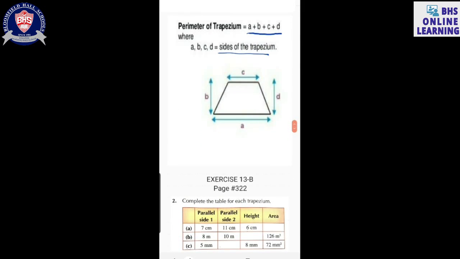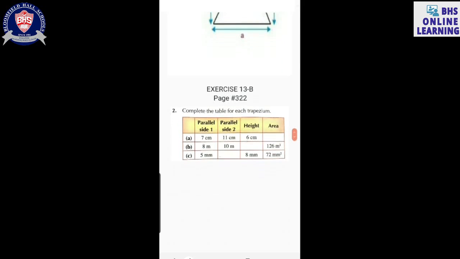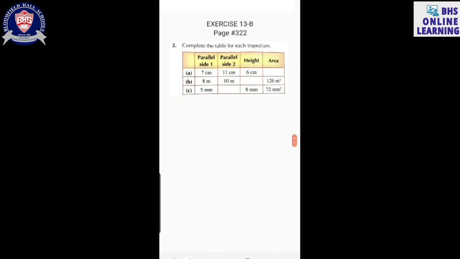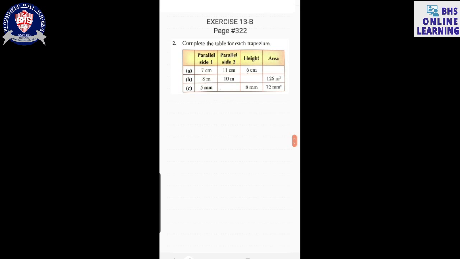Let's do some exercise questions. Exercise 13B, page number 332. Question number 2. Complete the table for each trapezium. Okay, let's solve part A. In part A, parallel side 1 is given, which is 7, parallel side 2 is given, which is 11, height is given as 6 centimeter, and we need to find out its area. So obviously we will use the formula for the area of a trapezium, which is 1 by 2 multiplied by (A plus B) multiplied by H.